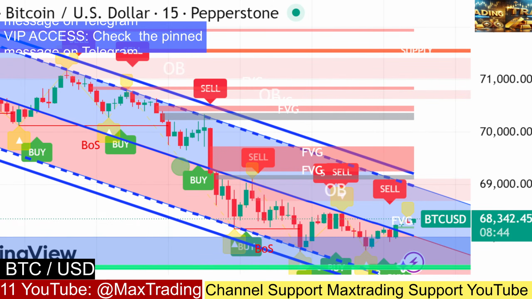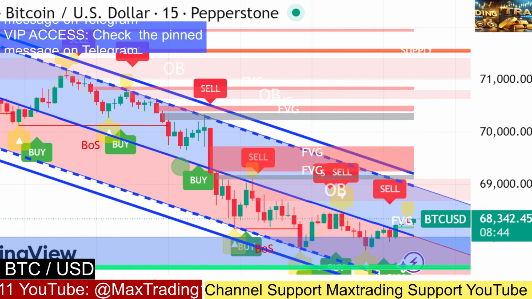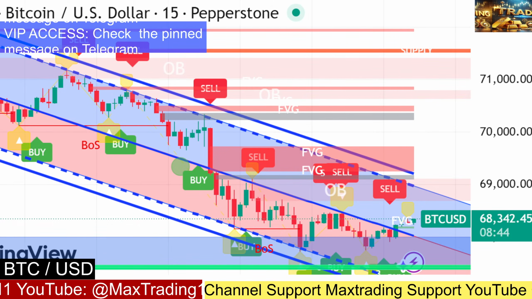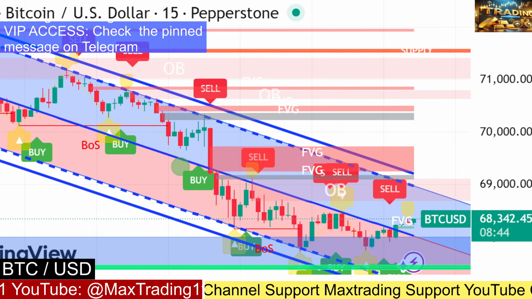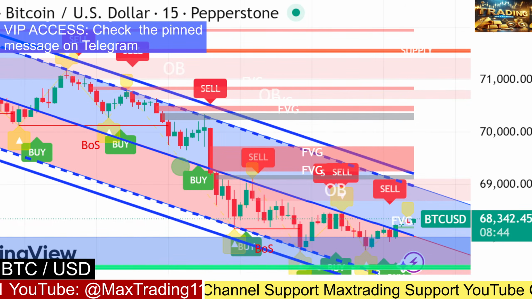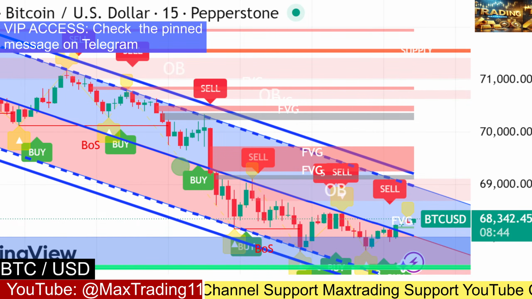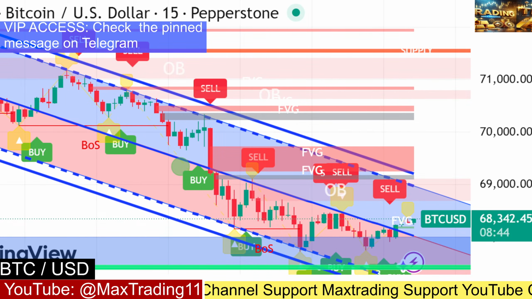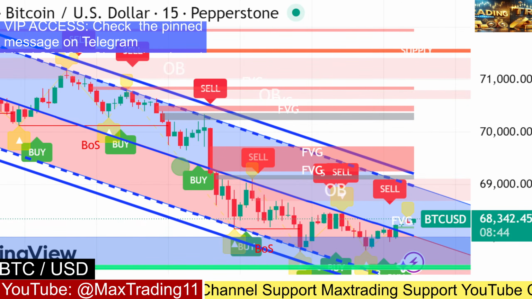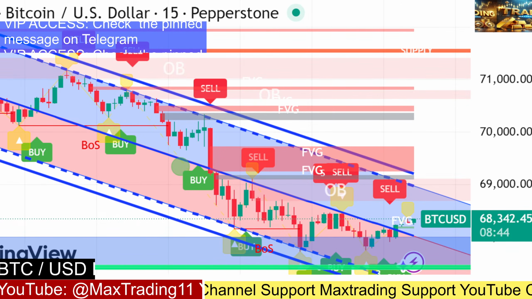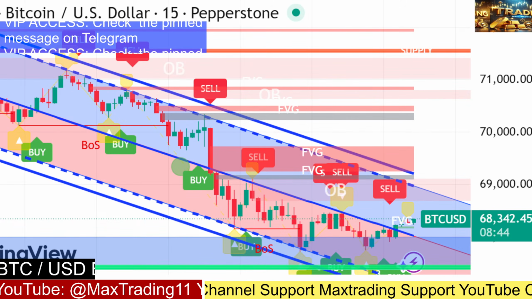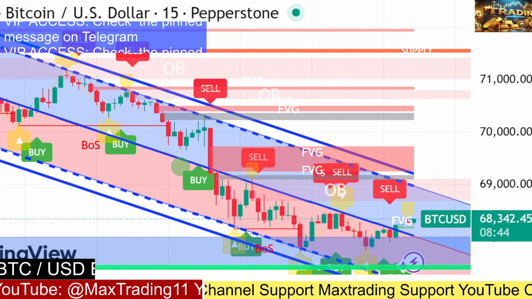11. Universal application: all pairs, all time frames. The beauty of this method lies in its universality. It works for Forex, crypto, commodities, indices. Effective on 1-minute scalps, 15-minute intraday, 4H swing, or daily positions. It adapts naturally to volatility because it's structure-based, not indicator-based.